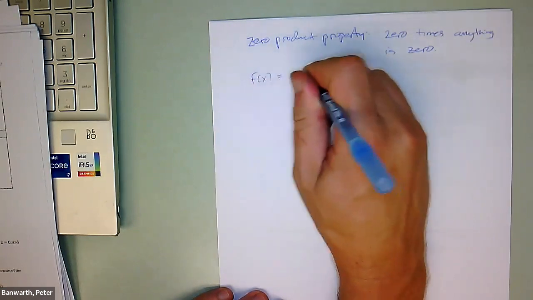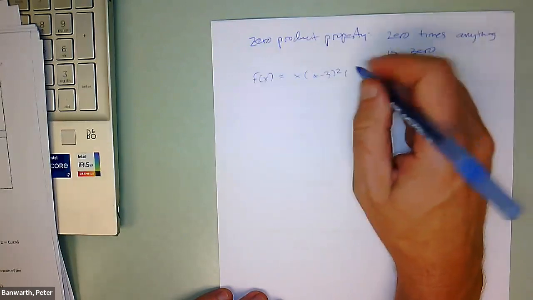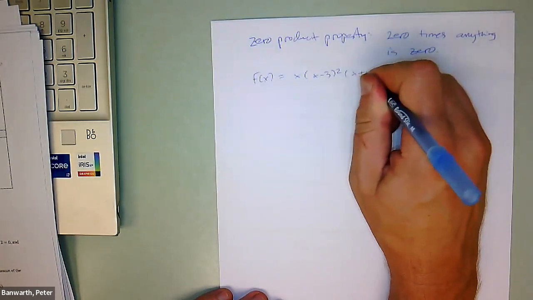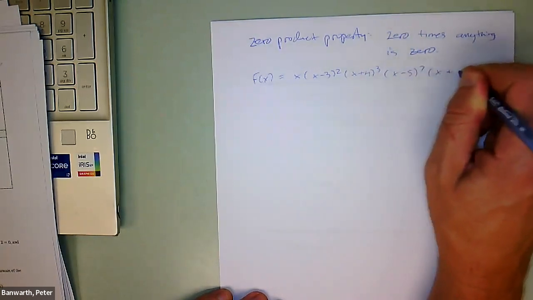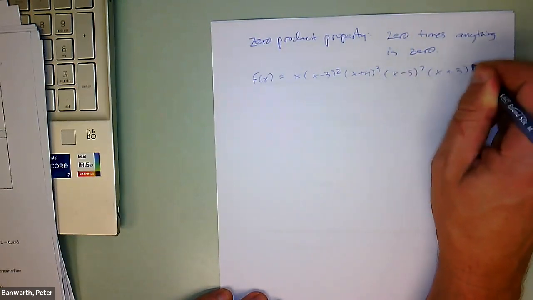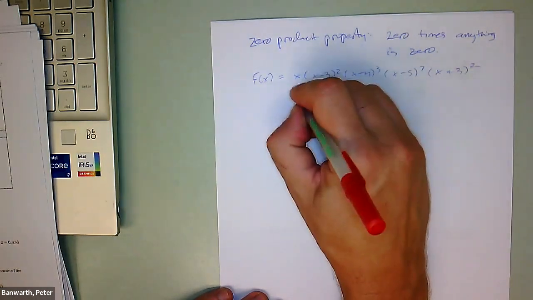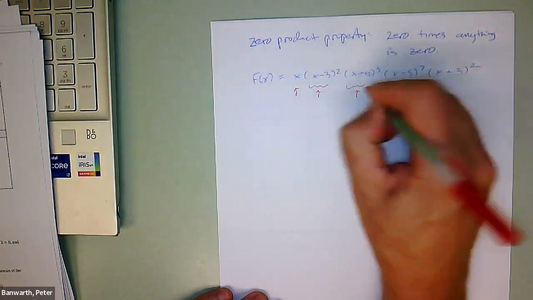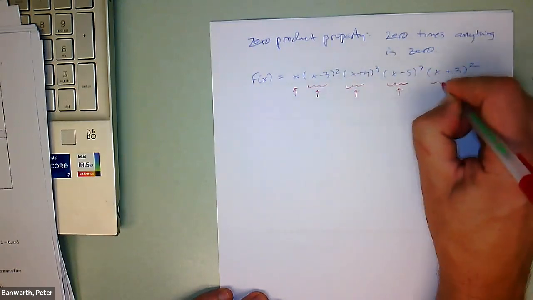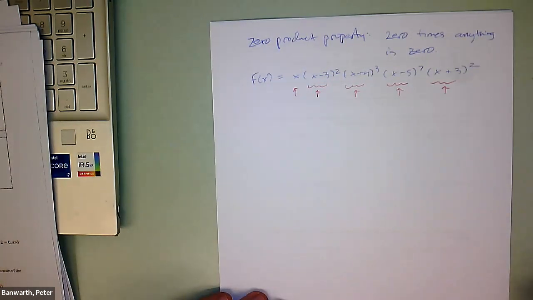polynomial, x times x minus 3 squared times, let's add some more terms in there, x plus 4 cubed times x minus 5 to the 7th times x plus 3 squared. And I want to know when my output is 0. I just need to make sure that one of these terms is 0. Because as long as one of those terms is 0, the whole product is 0.